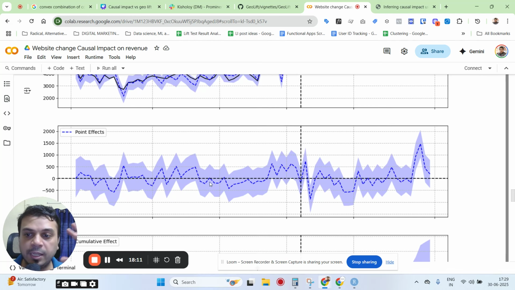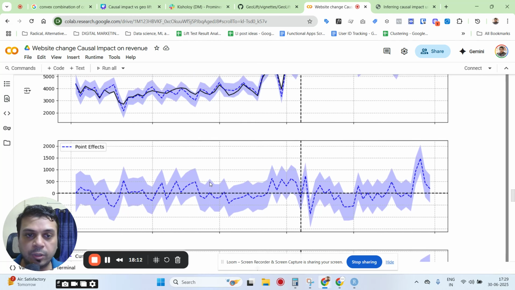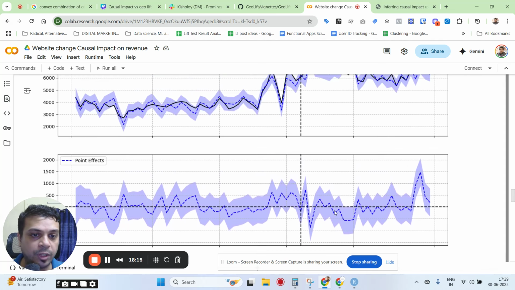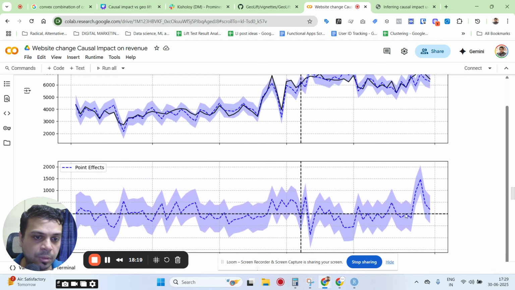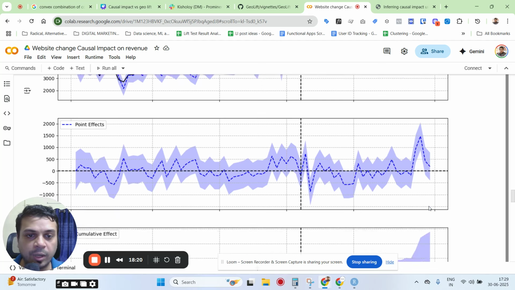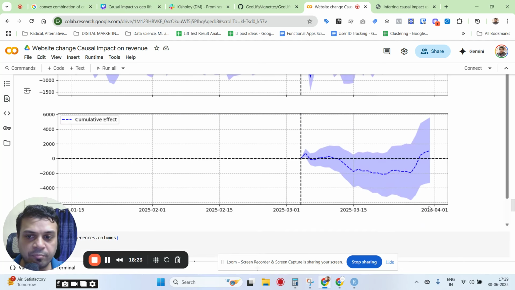The point effects give you the difference between the actual and the predicted and how that has evolved over time. So you can see that the difference has been varying quite a bit. I don't know how much causal impact there was in this case. Again, it depends. It does not necessarily mean that an intervention is causally significant, or causal in nature. And that's precisely why you're doing this kind of test. That's exactly what an incrementality test is going to try and establish.